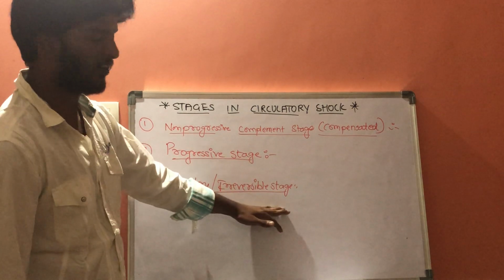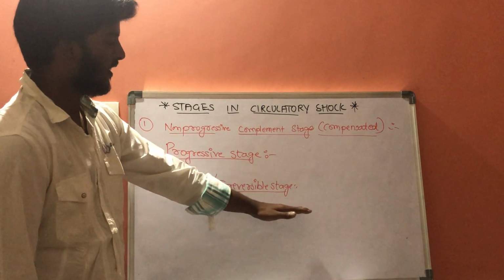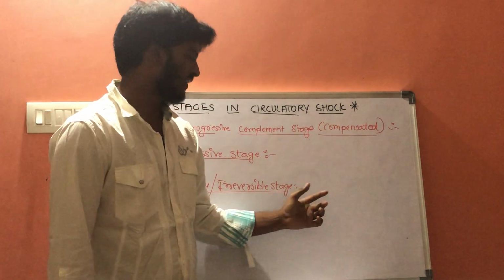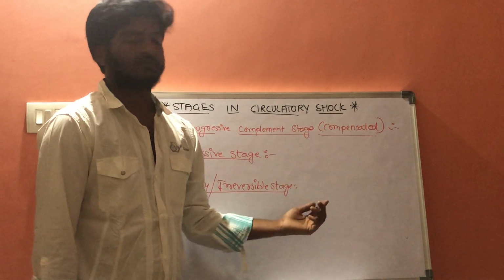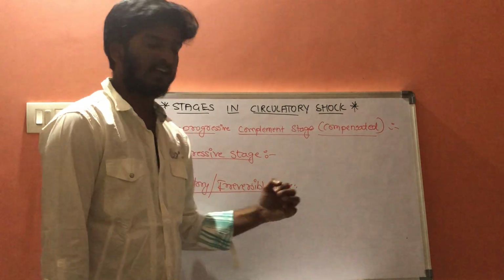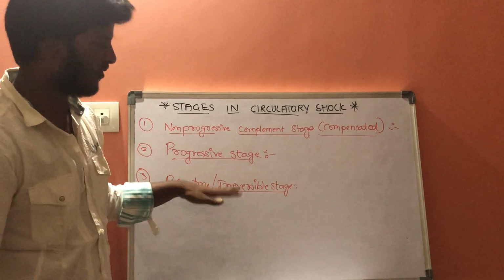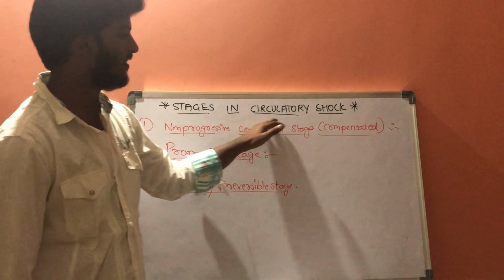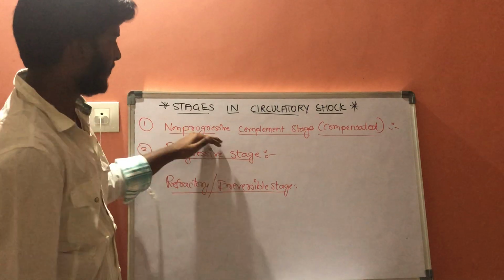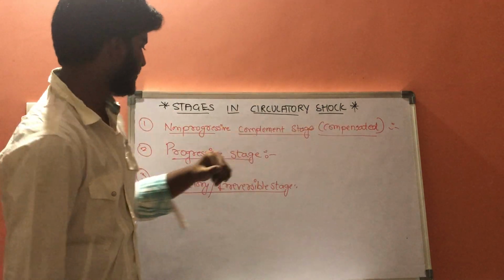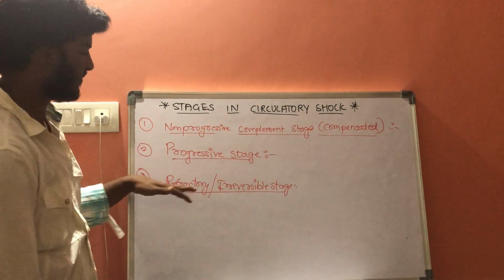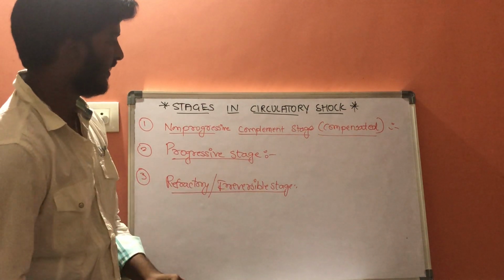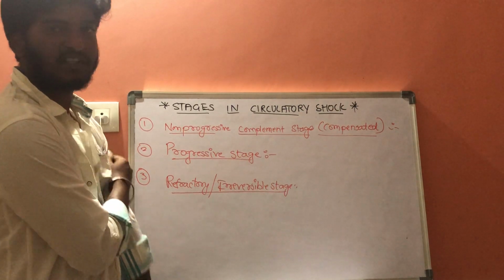Whenever a person enters the irreversible stage, or if a person who is in the irreversible stage is taken to the hospital, there is no chance of saving the person's life. He will compulsorily undergo the death process. So these are the three stages which can be seen in circulatory shock: first, the non-progressive compensated stage; second, the progressive stage; and third, the refractory or irreversible stage. Now let us discuss each and every stage in detail.